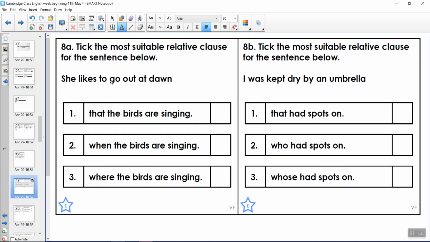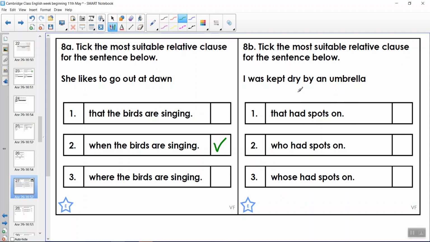Tick the most suitable relative clause for the sentence below. She likes to go out at dawn that the birds are singing. She likes to go out at dawn when the birds are singing. She likes to go out at dawn where the birds are singing. Well, I know dawn is a time, so that means I need this box. And a more suitable relative clause in here.